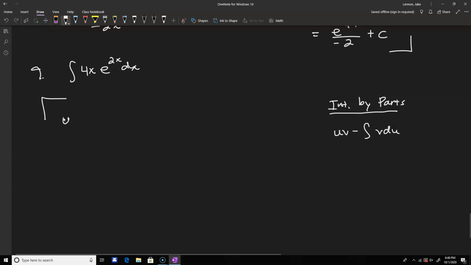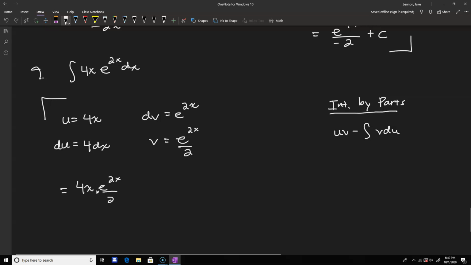So we want to let u here be 4x, and dv is going to be e to the 2x. So we're differentiating u. So du becomes 4 dx. And the antiderivative of dv is v, and that is going to be e to the 2x over 2. So that's the 1 star rule we saw up above. And then we just plug that into the formula. So we get 4x times e to the 2x divided by 2 minus the integral of v times du. So we're going to get 4 times e to the 2x over 2 dx.